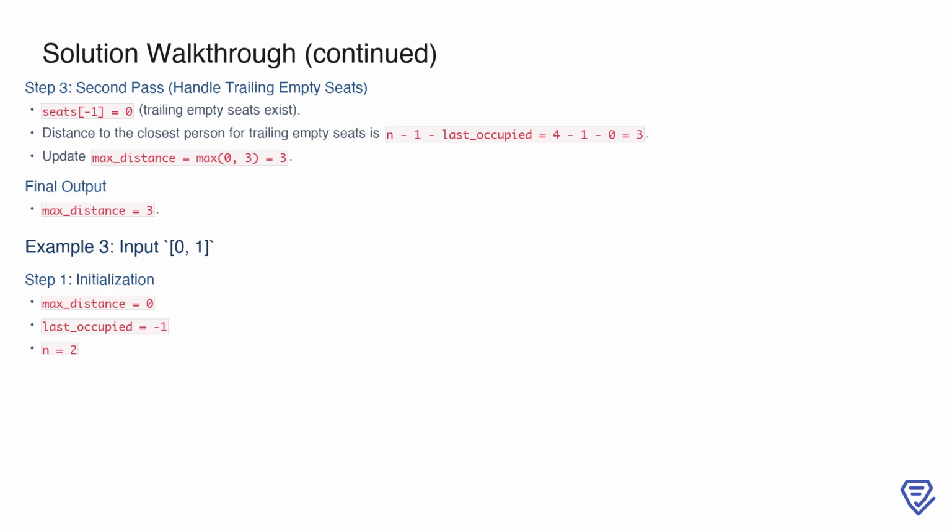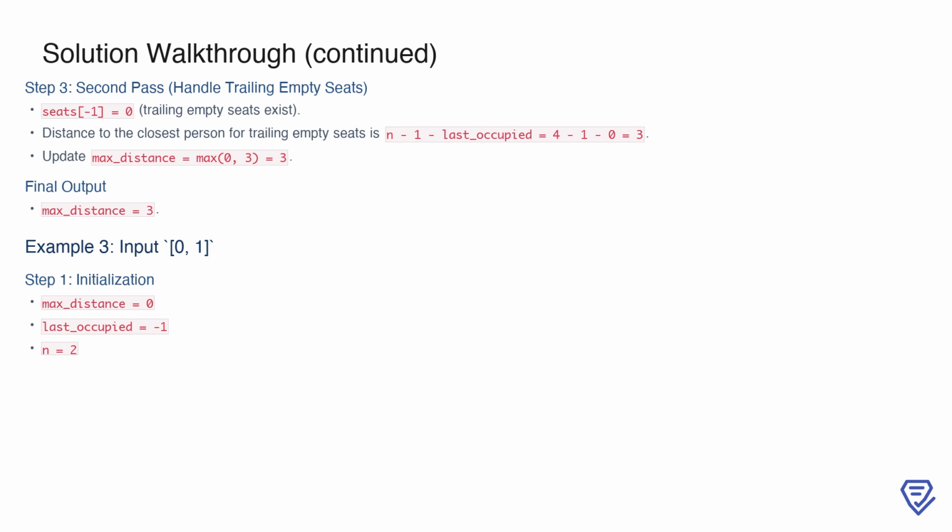The distance to the closest person for these trailing empty seats is calculated as n-1 minus last_occupied, which is 4 - 1 = 3. We then update max_distance to the maximum of the current max_distance, which is 0, and this calculated distance, resulting in max_distance equals 3. At the end of both passes, the final result for this example is max_distance equals 3.